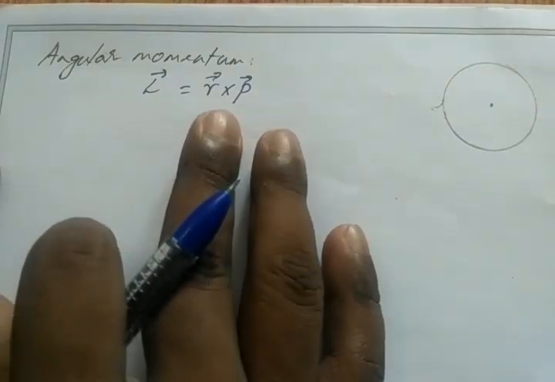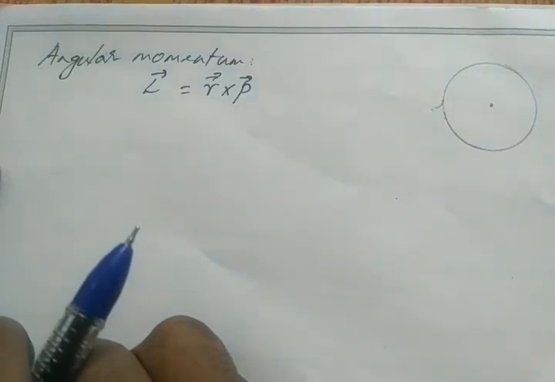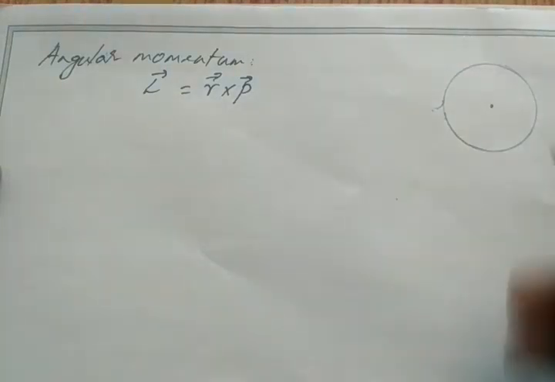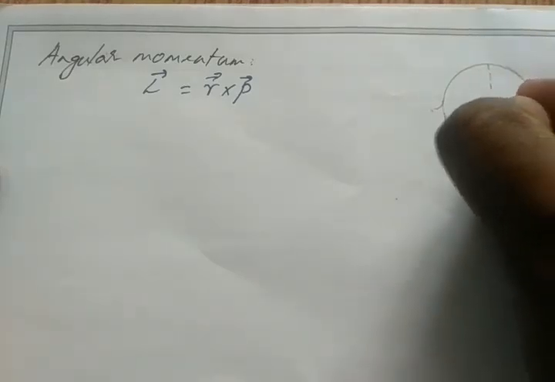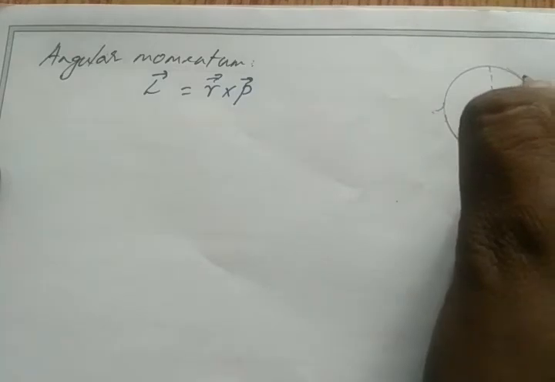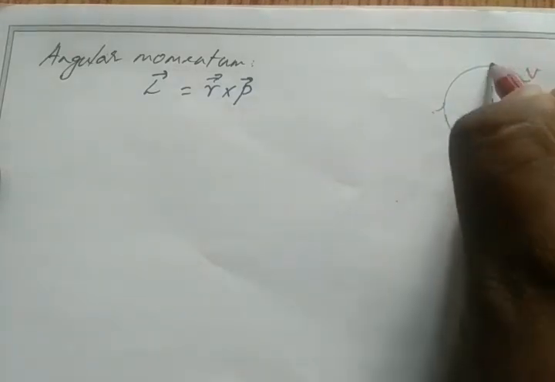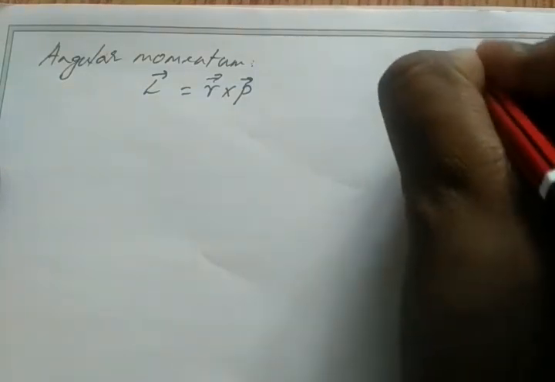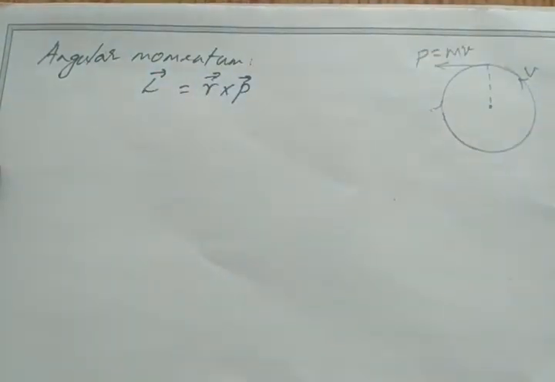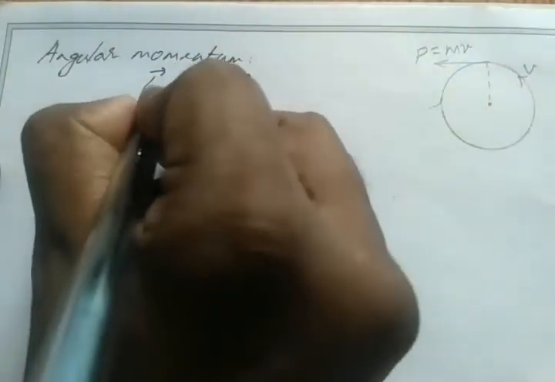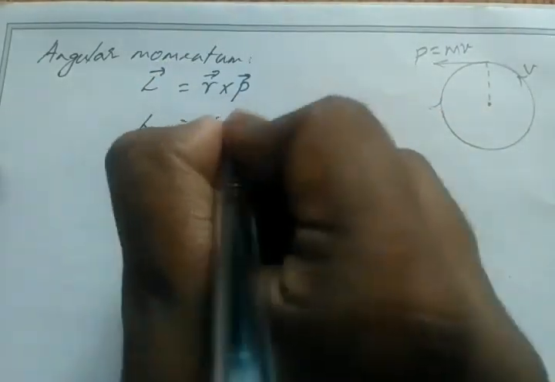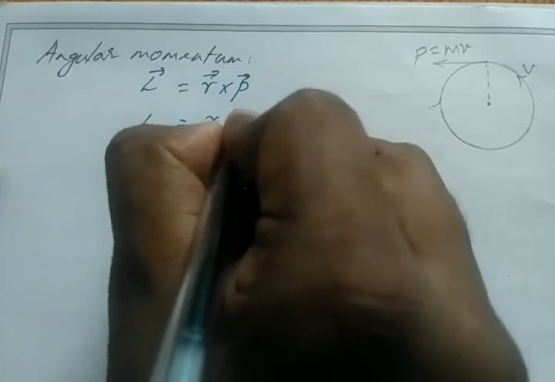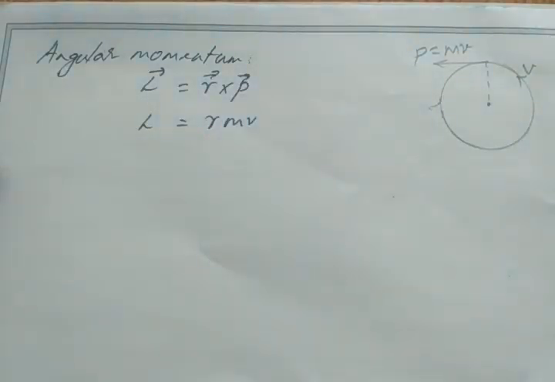Clear? What is p? p means linear momentum. What is the formula for linear momentum? When electron rotates in a circular orbit with velocity v, it will have linear momentum in this direction, tangential to the circle. That is linear momentum. So linear momentum is nothing but mass into velocity, p equal to mv. So substitute the value here, L equal to r, instead of p substitute mv.